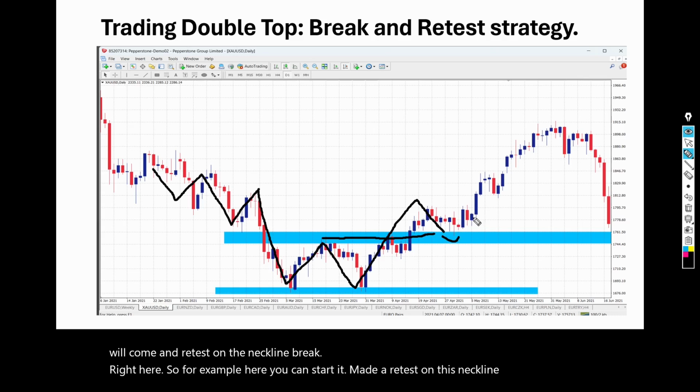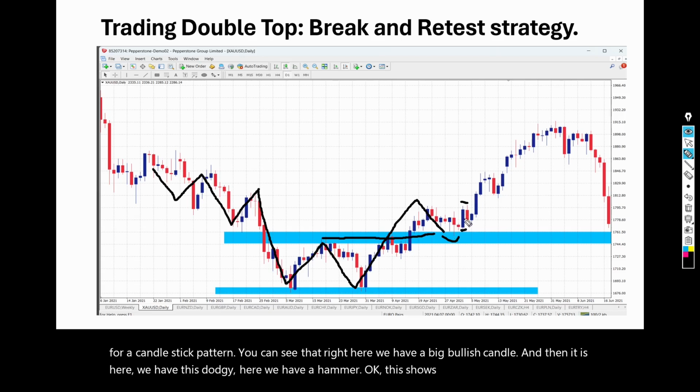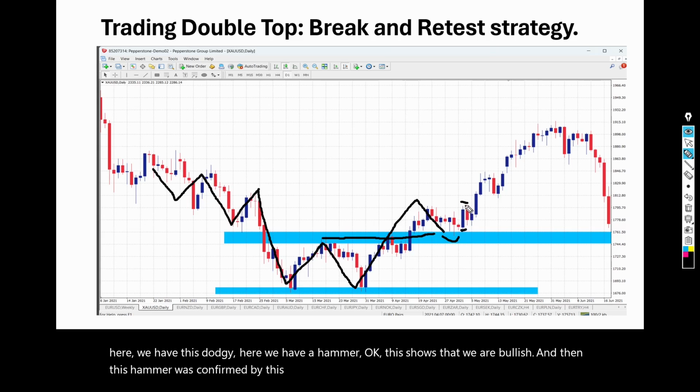So we wait for a candlestick pattern. You can see that right here we have a big bullish candle, and then here we have this doji. Here we have a hammer. Okay, this shows that we are bullish. Then this hammer was confirmed by this long bullish candle, so we could put our buy order up and then catch the wave up.